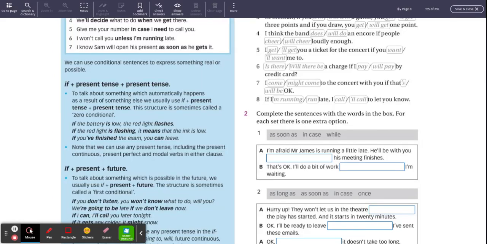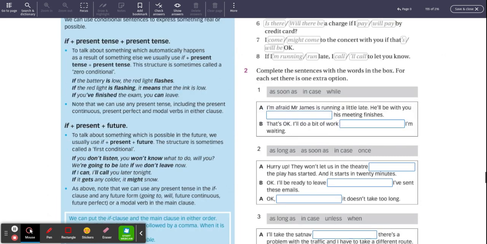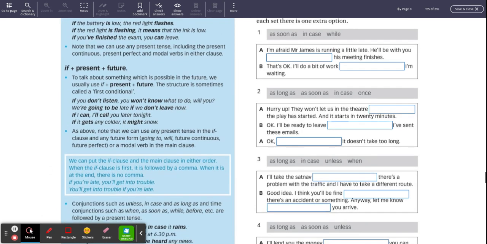Last time we talked about real and unreal situations. These first two are all about real situations. We've also got the classic if first conditional, which is talking about something that's possible in the future. If you don't listen, you won't know what to do. We're going to be late if we don't leave now. Okay, so you can use will or you can use going to in the half that doesn't contain if. You can also use the modal verb in either half.